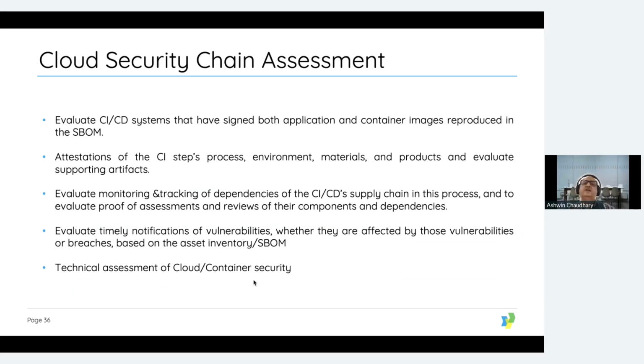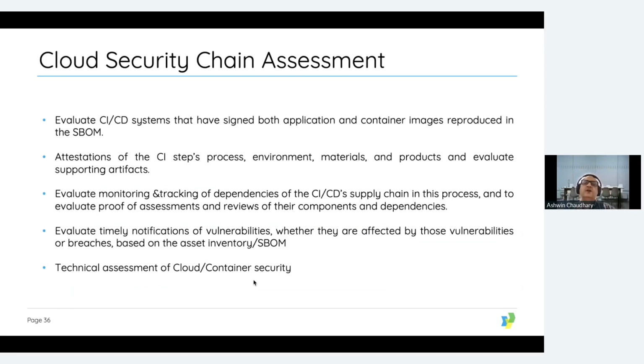You validate, is this correct, and evaluate your entire CI/CD systems, right? to validate your entire end-to-end process, including your SBOM. Now your entire CI/CD process, also in terms of environment, materials, products, right, and all the supporting artifacts need to be evaluated and attested for in terms of cybersecurity and security in the application lifecycle approach.